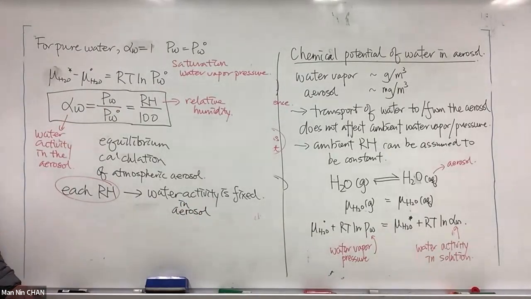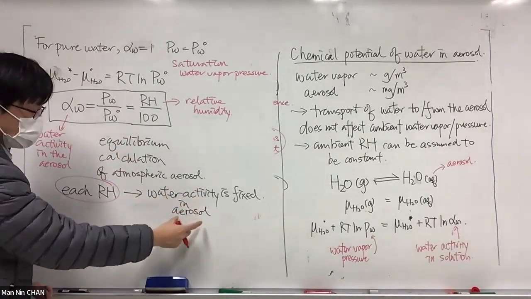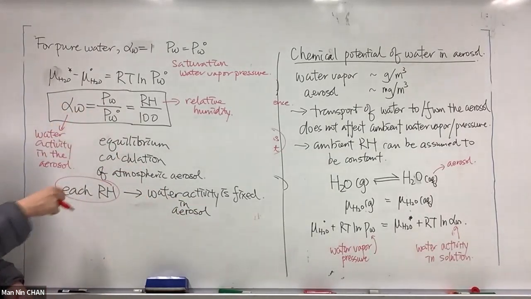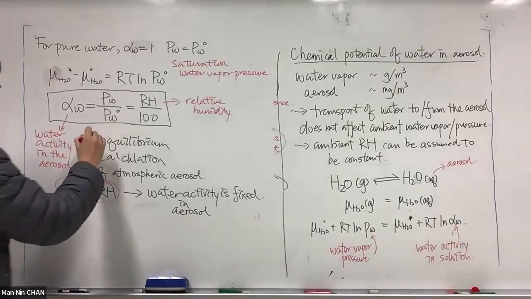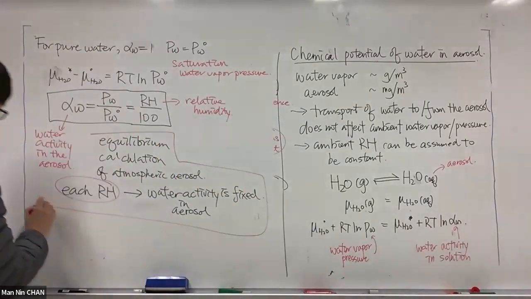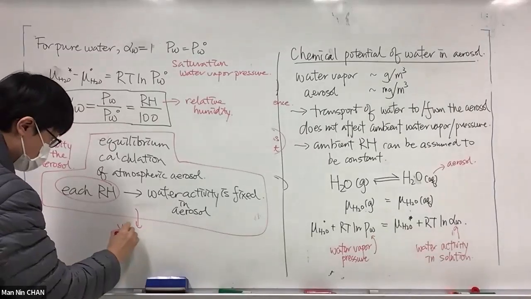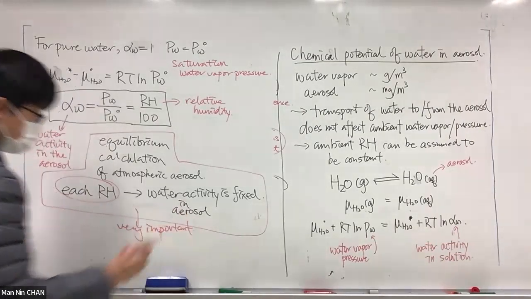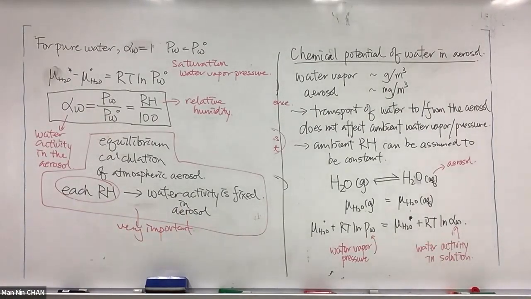So you can use this as a condition to check whether your simulation is correct or not. Because for your model simulation, your water activity is fixed, so it needs to be equal to the ambient average. Therefore, this is a very important piece of information. It will help you to check whether your simulation is correct or not, if you assume there's an equilibrium calculation for your ambient errors in your models.